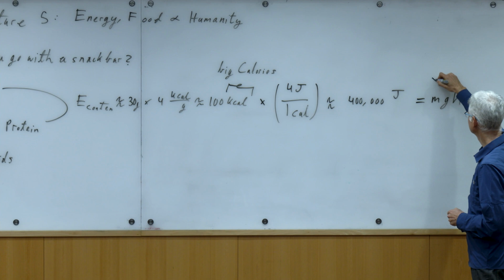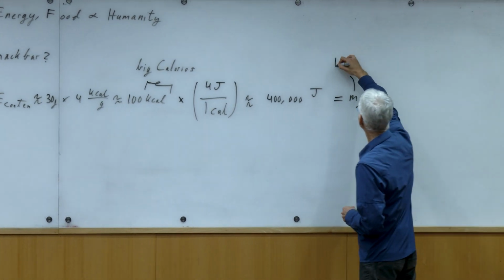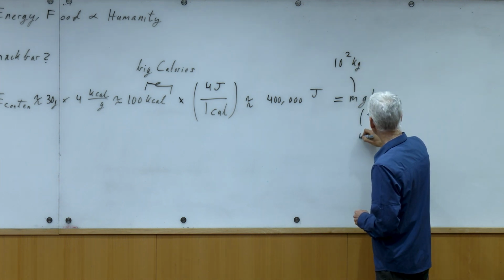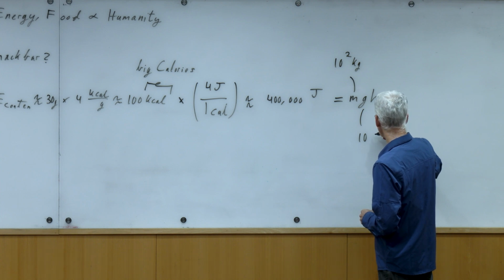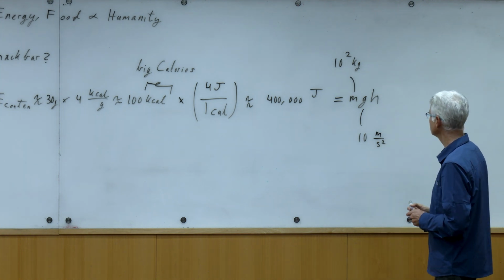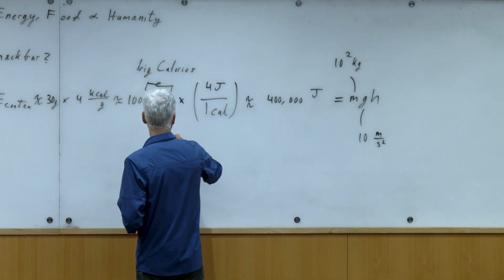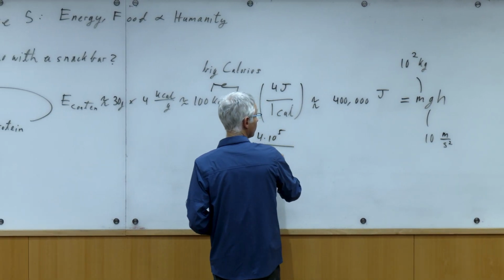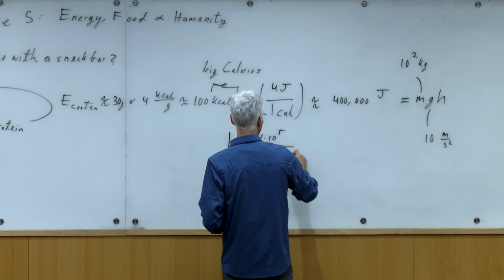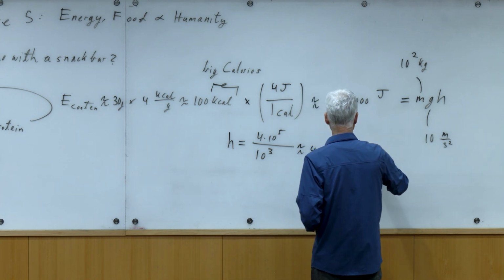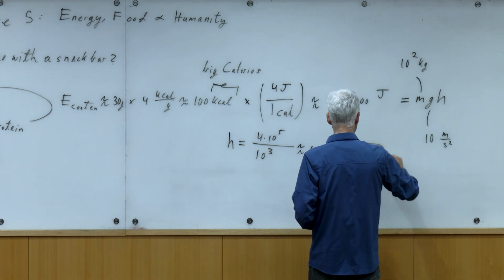Okay, how much is m? 100. Yeah, I like it. 100, so 10 to the 2 kilograms. How much is g? 10. Okay, 10, and the units is acceleration, so it's meters per second squared, if I'm not mistaken. Okay, so we can solve it, right? So h is equal to 4 times 10 to the 5 divided by 10 to the 3, which is 4 times 10 to the 2, or 400 meters.